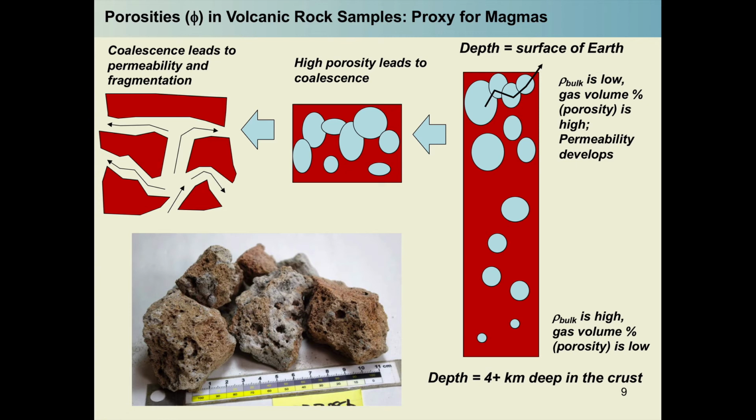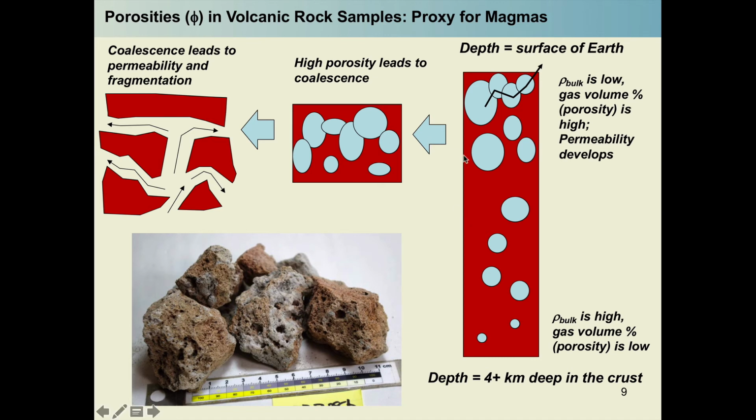And when that happens, they're going to connect up and form a network of pathways through which gas can flow out of the magma. So the gas is coming from the dense part of the magma and exsolving into bubbles, and when these permeable networks form, the gas basically can go from the magma into the permeable network and then completely escape the conduit. So up here, your bulk density is low, your gas volume percentage is high, or your porosity is high, and permeability develops once those bubbles can connect up to form that network of pore space through which the gas can flow out.